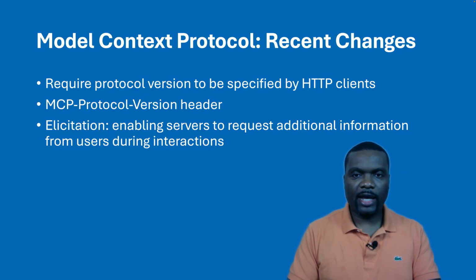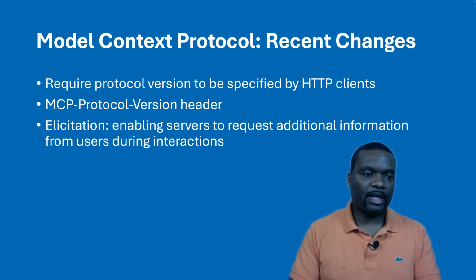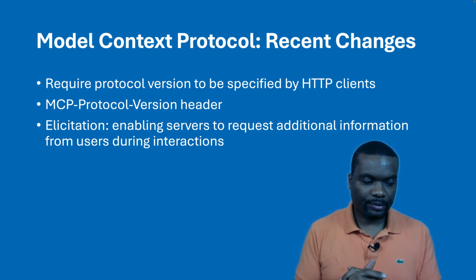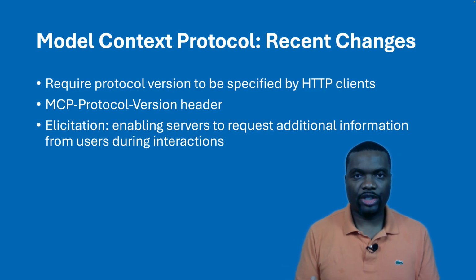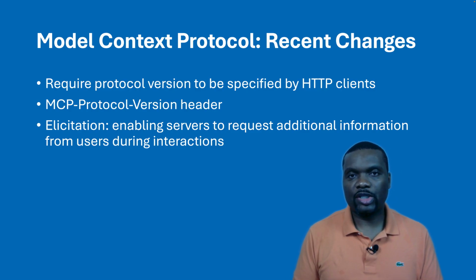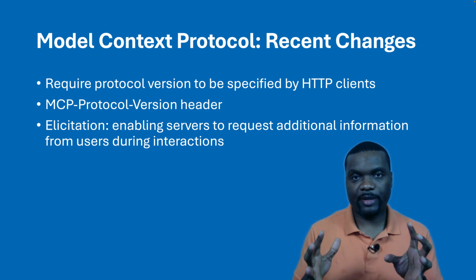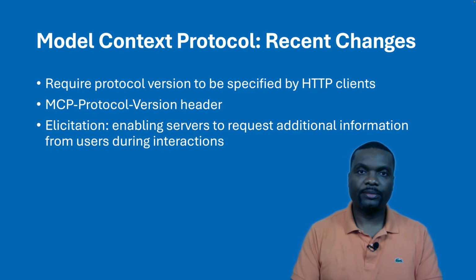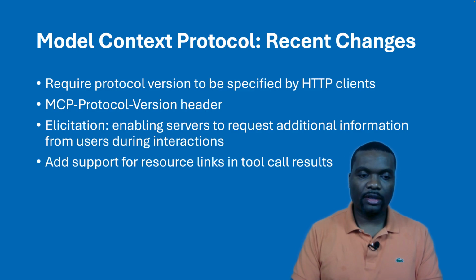One thing that caught my eye recently is elicitation. This allows the server to request additional information after the initial handshake is completed. This was not available before, but now this has been added. So if you want me to do a deep dive on this, or if you want to learn more about how this particular feature or capability works, you can take a look at the description, and you will see the link to that particular portion.